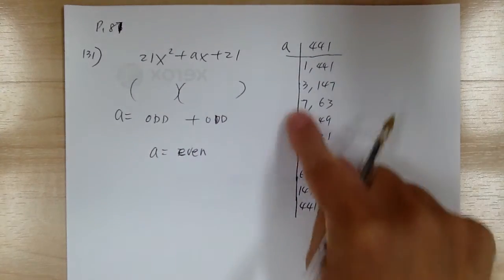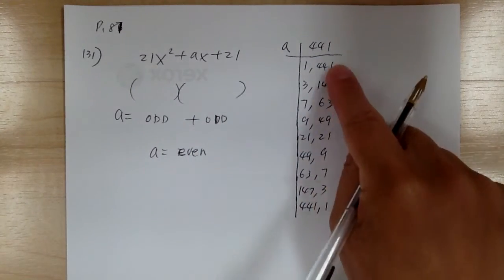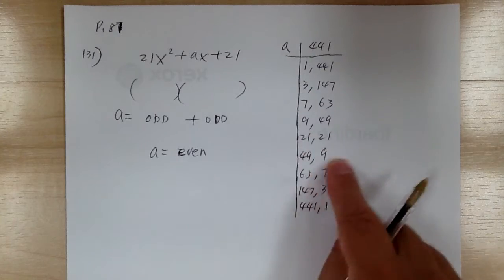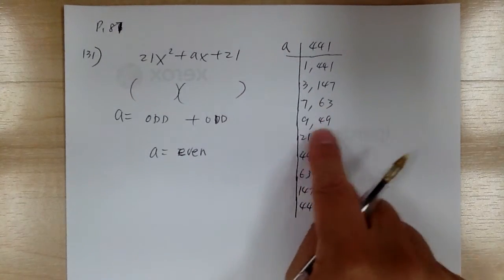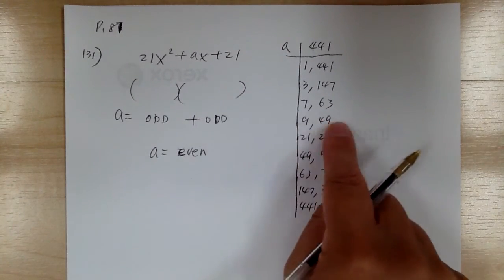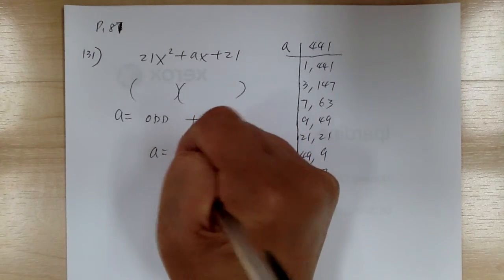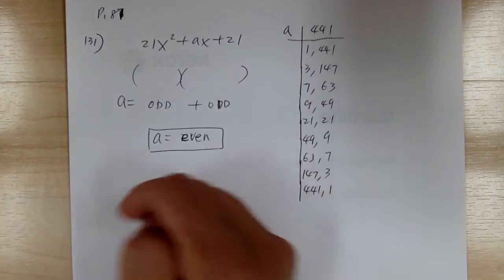Again, from all the list, all the possibilities of the factors, no matter which combination it is, a must be even from these. So again, it's always odd plus odd, so a must be even.